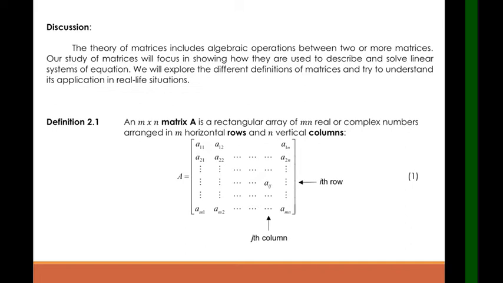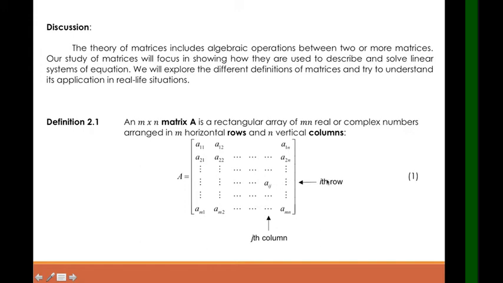Definition 2.1: An m times n matrix A is a rectangular array of mn real or complex numbers arranged in m horizontal rows and n vertical columns. So, ayan no? The horizontal row is the m and the vertical is the n.